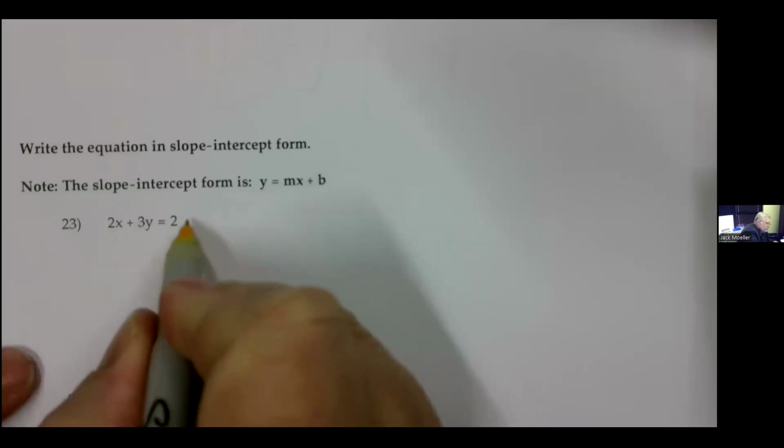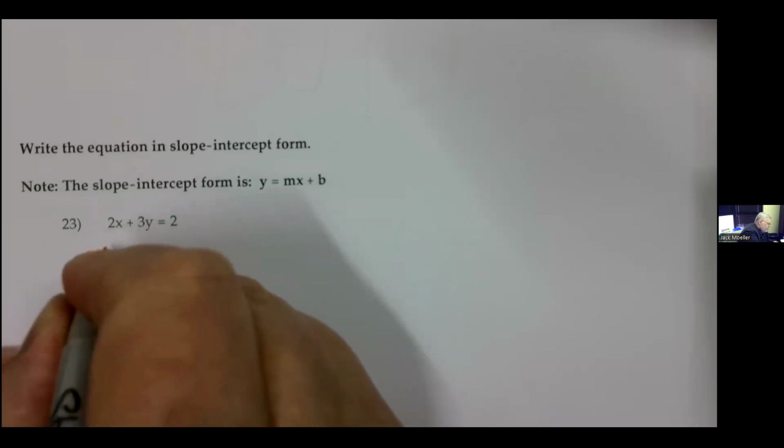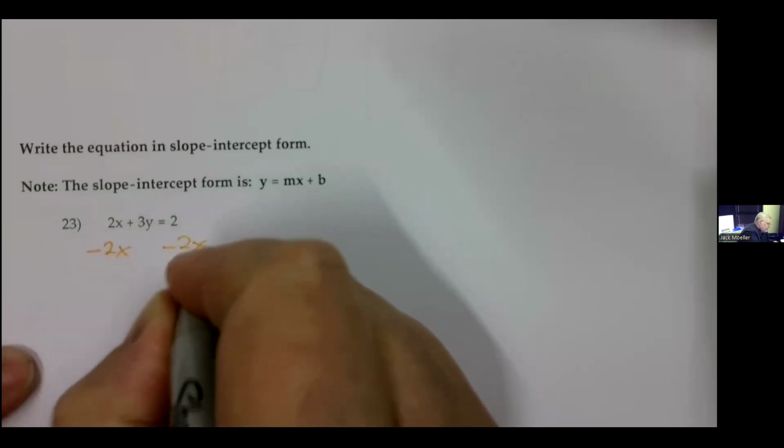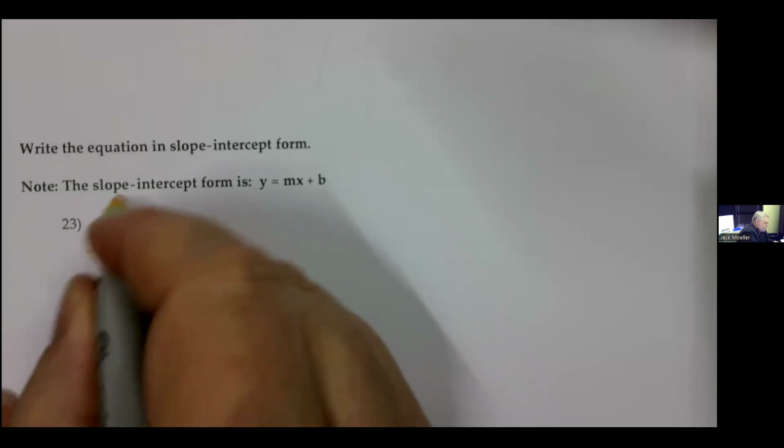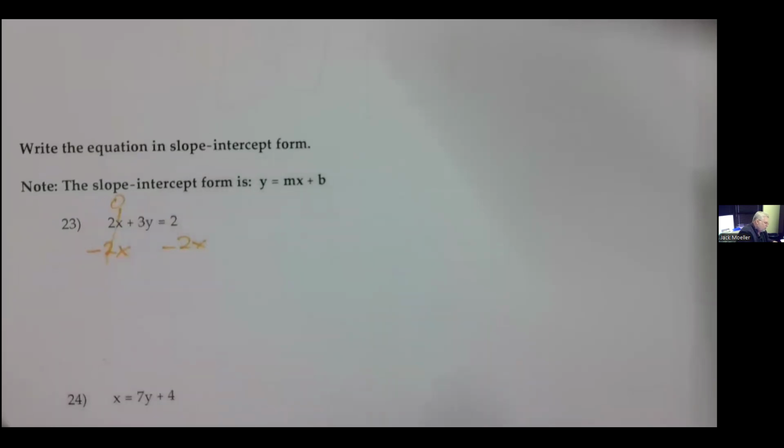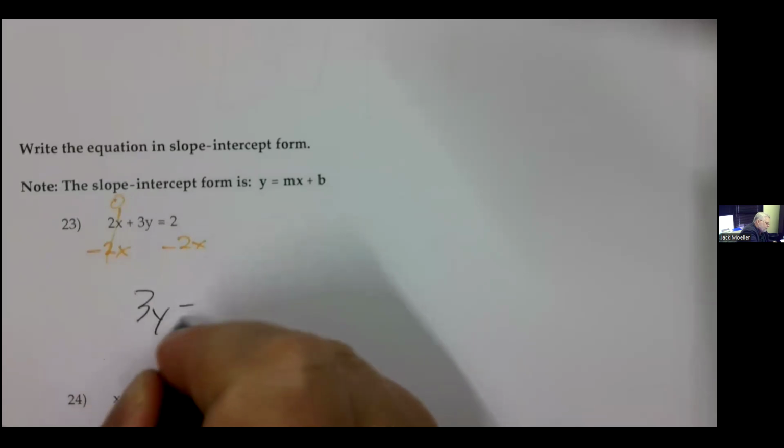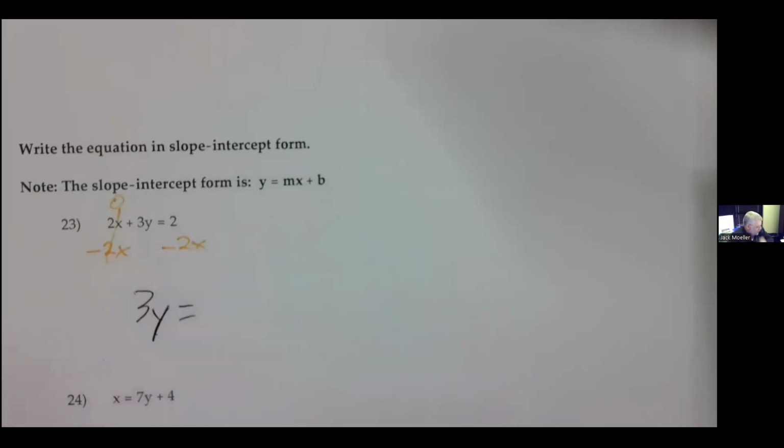And how do we move that 2x over? That's plus 2x, so we're going to subtract 2x. So on the left-hand side, we do have 3y. Now, on the right-hand side, you could definitely say that as 2 minus 2x.